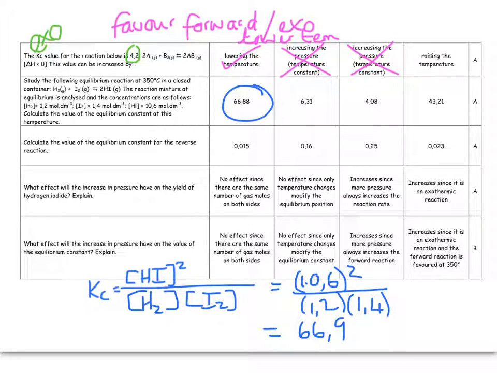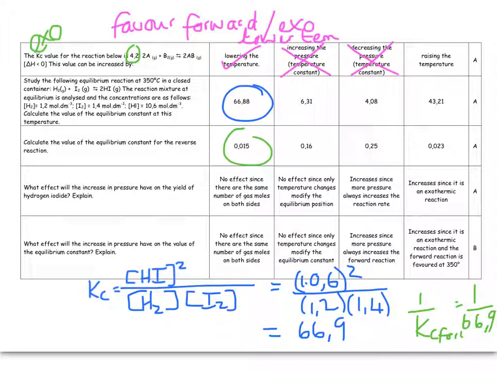Calculate the value of the equilibrium constant for the reverse reaction. All I need to do for the reverse reaction is it's 1 over the Kc of the forward, and that means that I just go 1 over 66.9, and I land up with 0.015.